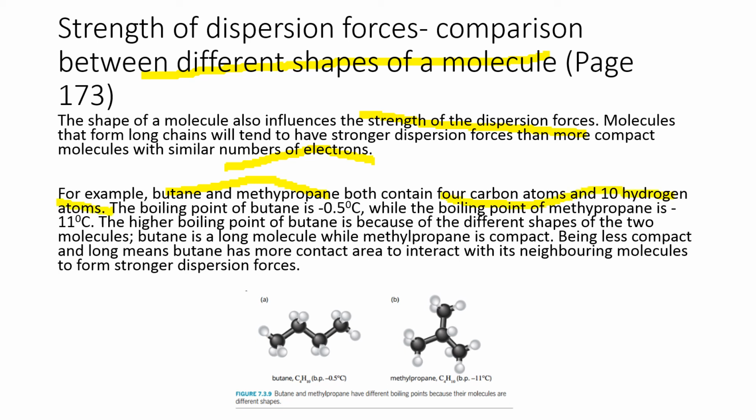You see, the boiling point of butane is minus 0.5 Celsius. The boiling point of methylpropane is minus 11 Celsius. So what it says here is that the higher boiling point of butane is because of the different shapes of the two molecules. Butane is a long molecule, methylpropane is compact.